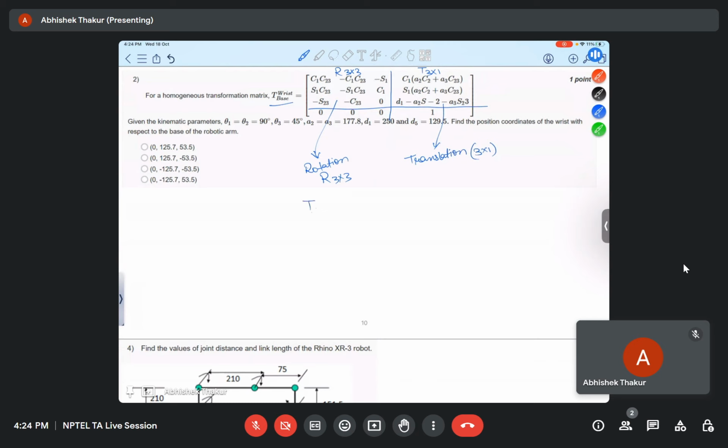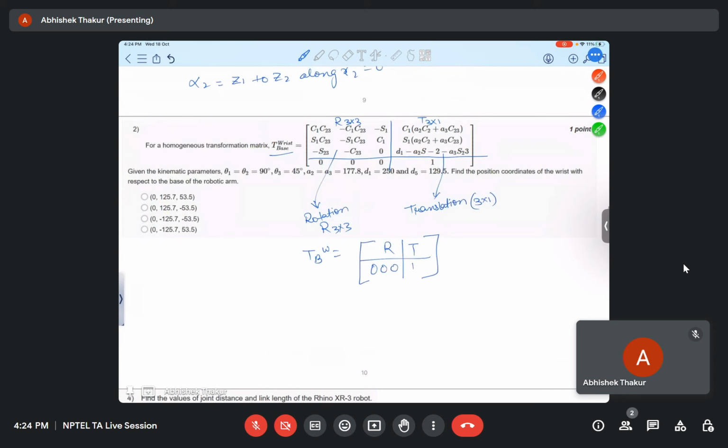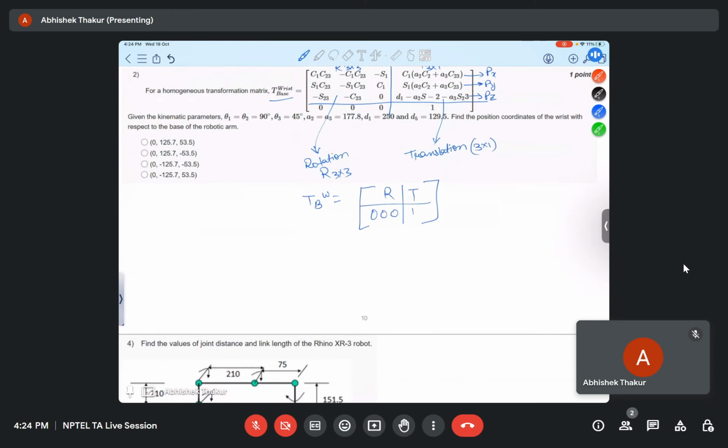So T of BW, like, wrist with respect to base transformation, is R, T, 0 0 0 and 1, like this. So this is the position Px, position in y direction Py, position in z direction Pz. So find the position coordinates of the wrist with respect to the base of the robotic arm. So we have to find Px, Py, Pz.